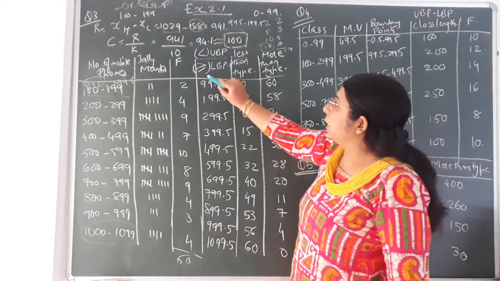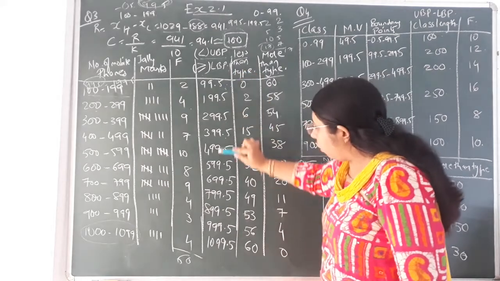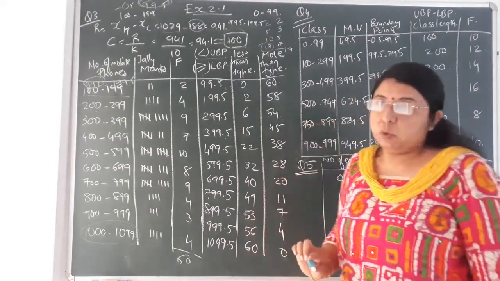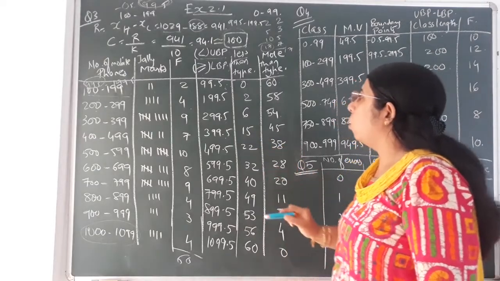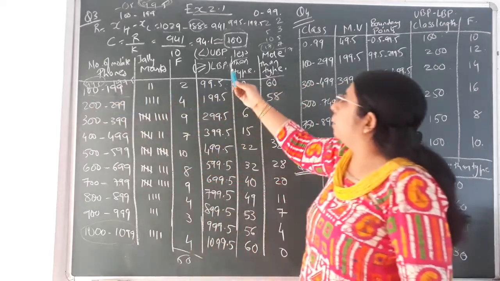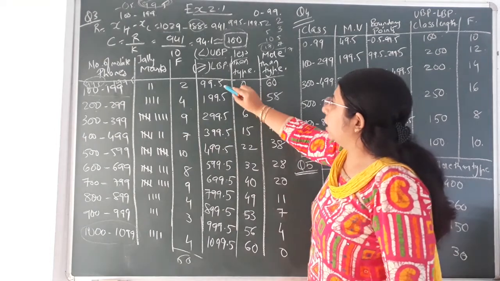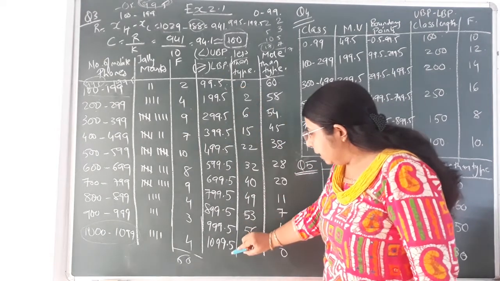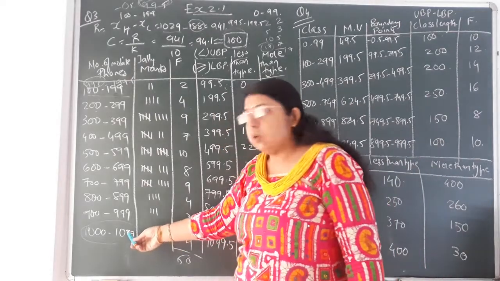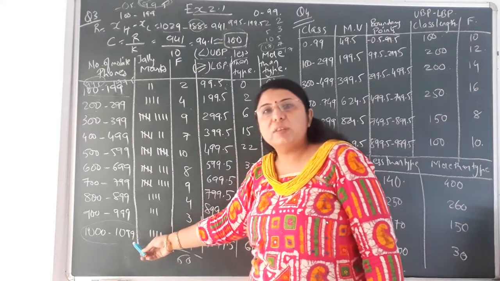In the same way, for greater than or equal to the lower boundary point, the values of the upper boundary point and lower boundary point remain the same. Greater than or equal to the lower boundary point means we start with 99.5 and end with the lower boundary point. See, this is the upper boundary point of the last class, that is 1099.